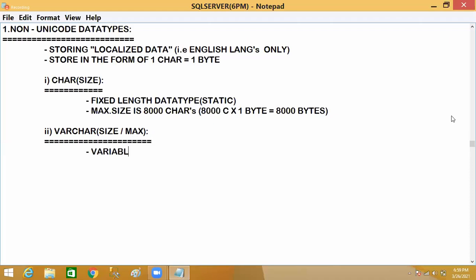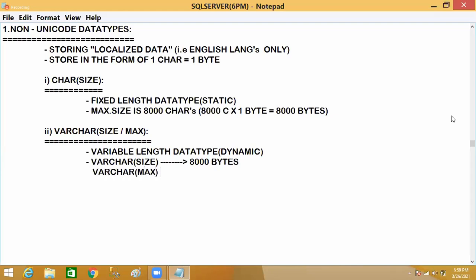It is called a variable length data type, guys. Otherwise we can also call it a dynamic data type. Here two things are there. One is varchar of size. If I give a size, it will take up to 8,000 bytes, meaning each character will take 1 byte. But in the second one, if I'm using varchar of max, then it will allocate 2 GB of memory. So this is the difference between varchar of size and max.